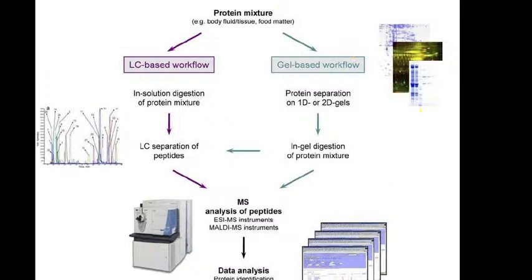Again, this is the flow diagram of how the separation of the protein is done. It may be gel based, when you are using 1D gel, 2D gel, SDS gel, or it may be another method like digestion of the protein mixture and then separation of the peptides. But at the end you have to do the mass spectrometry to get the data, to do the protein identification, quantification, and for protein validation.